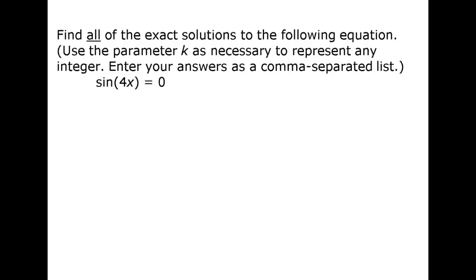So we need to solve sine of 4x equals 0, finding all of the solutions. So we want all the angles whose sine is 0. Those will be quadrantal angles. So let's look at the unit circle and look at the terminal points at the quadrantal angles.